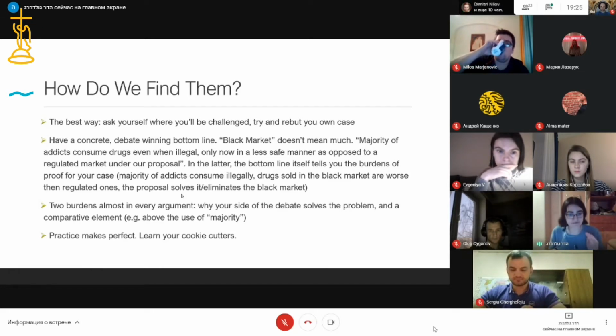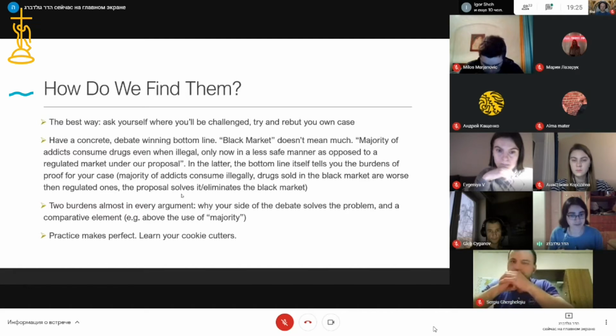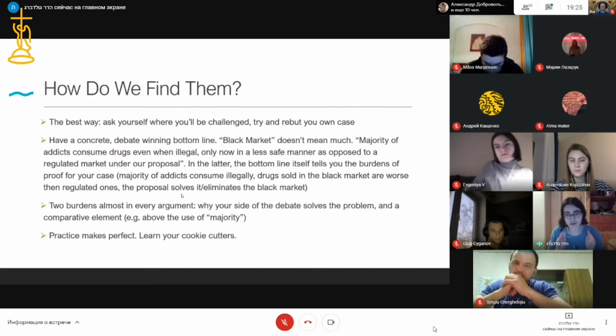As a rule of thumb, there are two burdens which are going to be applicable in most arguments, which I've noticed in judging that most speakers often miss. Firstly, why your side of the debate solves the problem. That is, it is usually very easy or intuitive for speakers to analyze that something is bad, and they forget to show the counterfactual, their side of the motion, to actually solve it.